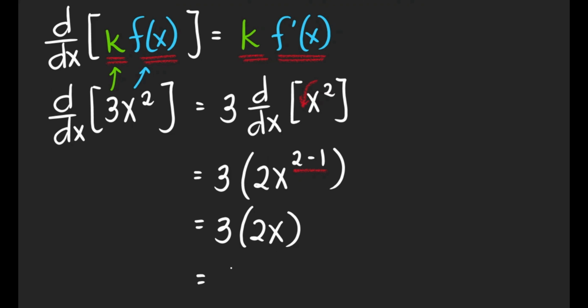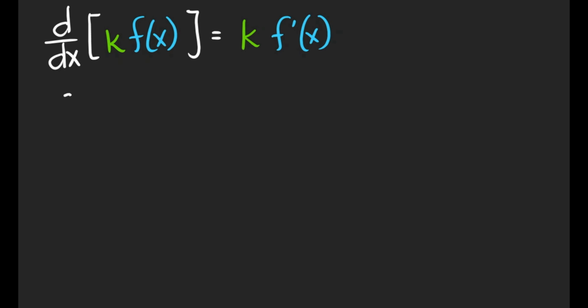We get the answer, which is 6x. And this is the derivative of 3x squared. That is how you apply the constant multiple rule. Now let's have another example.